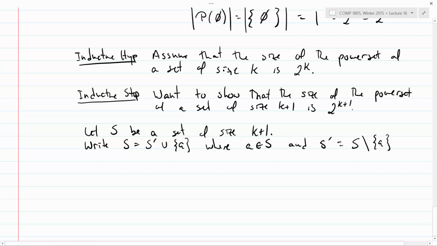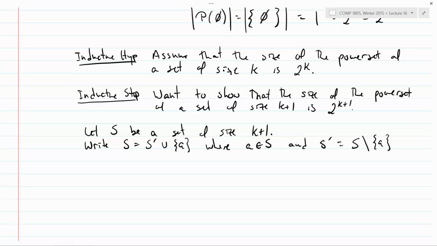So S prime is the same as S, except one element has been removed. And that element is A. A is some variable. So this is a very common trick with induction, right? I said the rule is you have to start with k plus 1, but typically you want to work towards k. That's almost always what you want to do. So I started with k plus 1, and the way I'll get to k is by removing something. But that's only valid if there's something to remove.